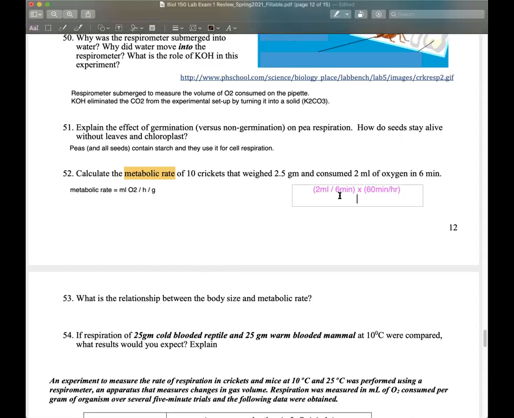So 2 divided by 6 was like 0.33333. And if you multiply that by 60, you should get 20. So now our minutes units have canceled out. So now 20 mils per hour. So that's our respiration rate. But we want metabolic rate, which takes into account the size of an organism.